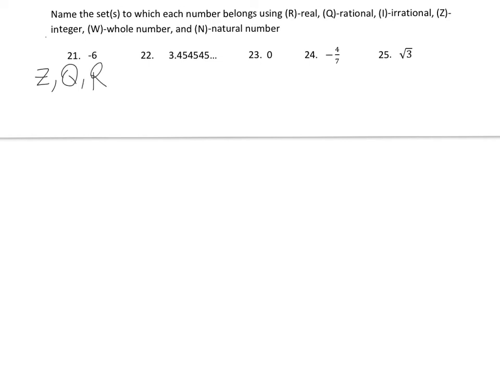Number 22, we have a pattern, so we're repeating decimal 4, 5, 4, 5, 4, 5. That means it's rational. It could be written as a fraction. So that's rational Q and real. 0 is whole, integer, rational, and real. -4/7 is a fraction, rational and real. And the square root of 3 can't be written as a fraction. It's a decimal that goes on without a pattern, so it's irrational and real.